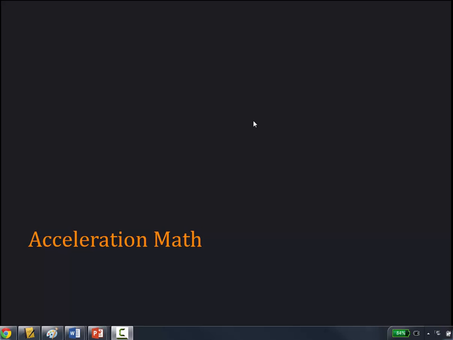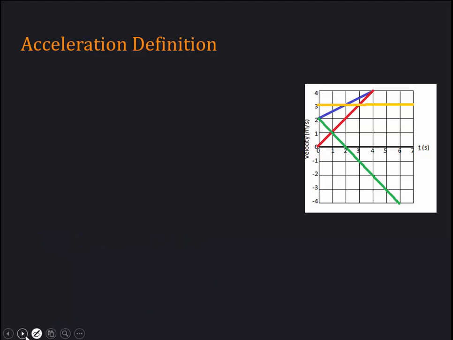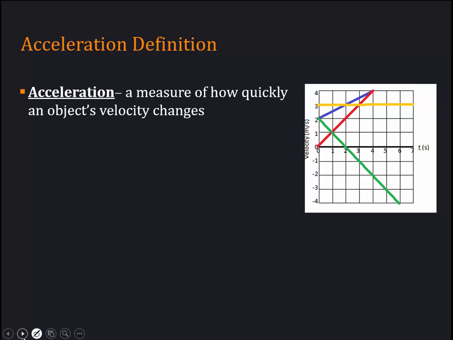In this lesson, we're going to get into the mathematics behind acceleration and how we can use it to actually calculate a change in velocity. Now, first thing we need to do is remember that acceleration, by definition, is the rate of change of velocity. It's a measure of how quickly velocity changes.